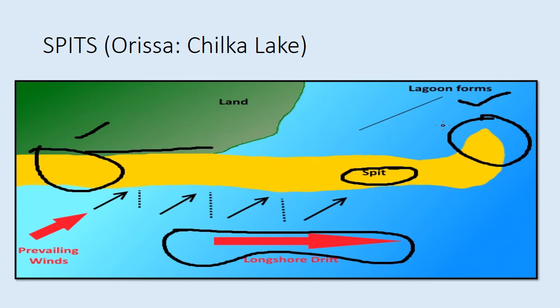It is also parallel to the shore. Chilka Lake and its related bird zone is an example of a spit. It is almost 50 km long. In Kalingapattam near Cochin, there is also a 16 km long spit.